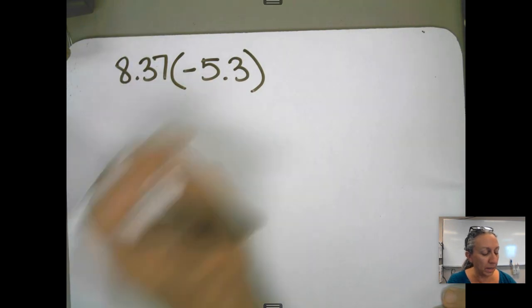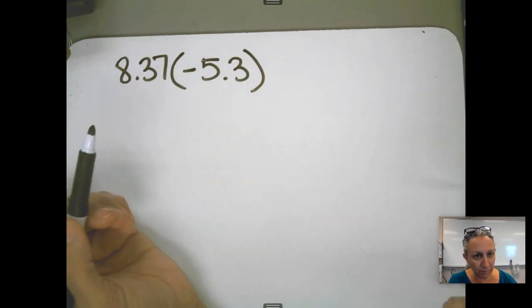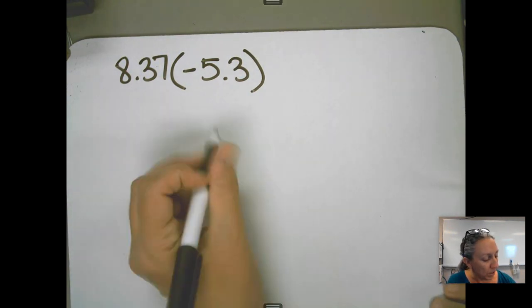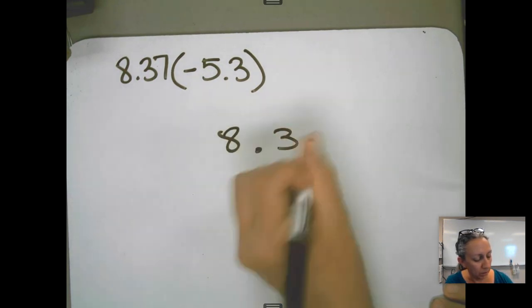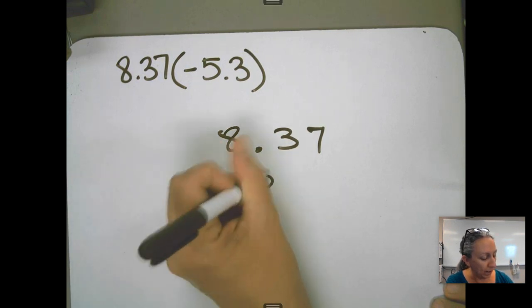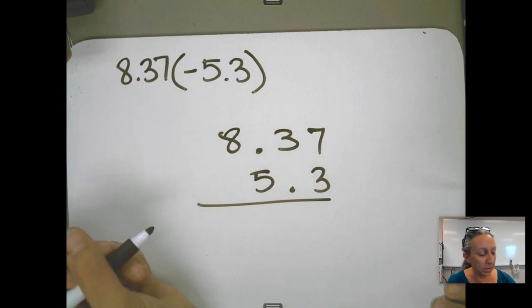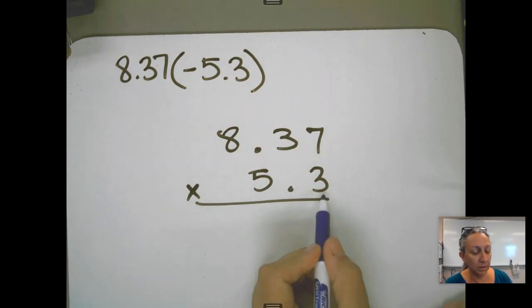So I'm going to ignore the negative for now. I'm going to multiply the numbers. The negative is going to make my answer negative. I'll just put that back in at the end. So I'll draw this kind of large for you. 8.37 times 5.3. And we don't have to line up our decimals because we are not adding or subtracting. We just have to put them all in at the very end of the problem. So I'm going to start here.